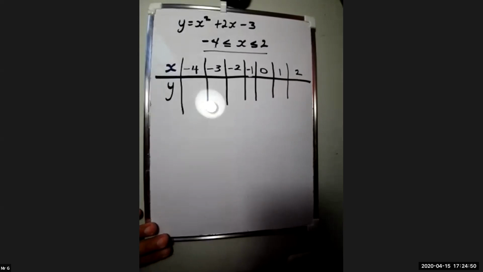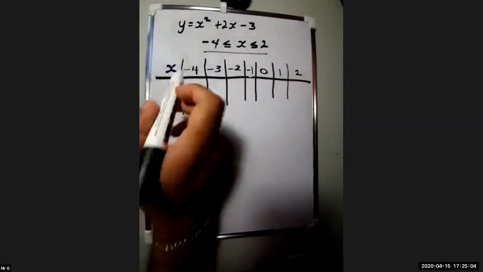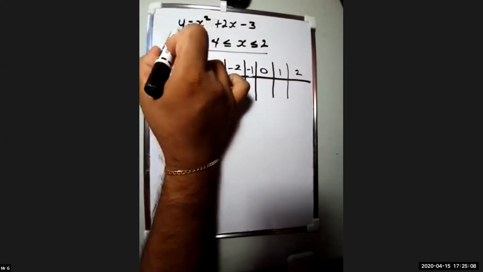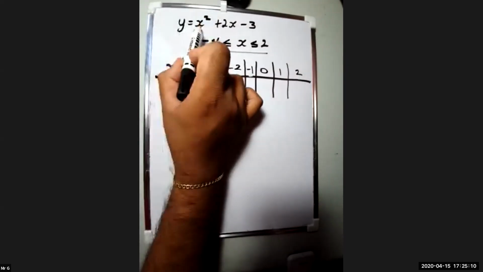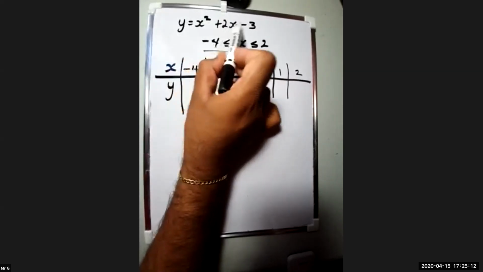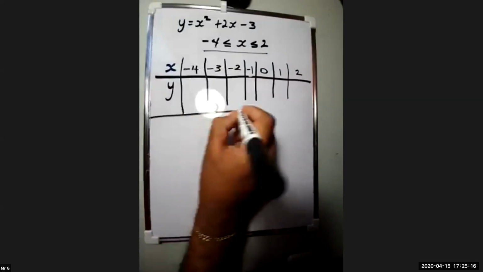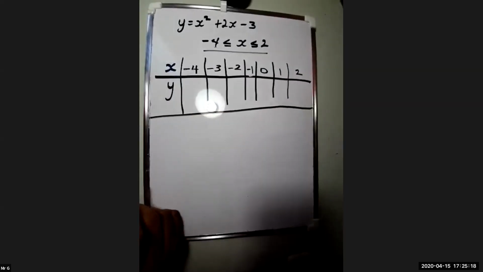Anybody confused as yet? Anybody want me to repeat anything? Okay, no problem. So these are the possible x values, right? And this is what y is. They are telling us that y is equal to x squared plus 2x minus 3, okay? So let's see how we are going to obtain our y values here.